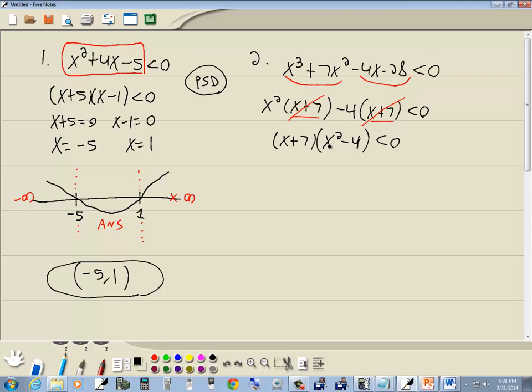That was grouping. Well, 2 terms with a minus between them: difference of two squares. So it factors as x plus 7 times x plus 2 times x minus 2 is less than 0.